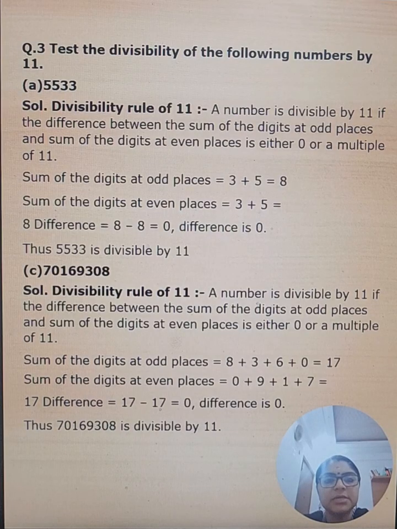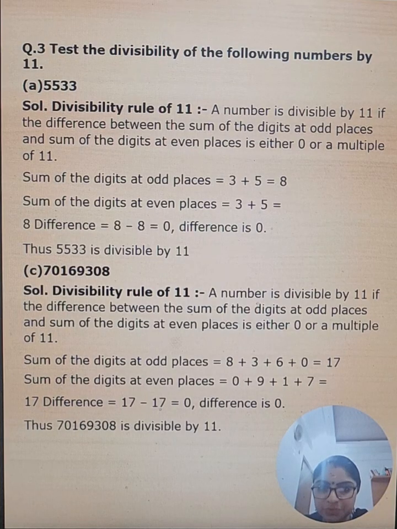Now the third question, test the divisibility of the following numbers by 11. Only divisibility by 11 will confuse you. You have to check what the rule is telling. A number is divisible by 11 if the difference between the sum of the digits at odd places and the sum of the digits at even places is either 0 or a multiple of 11.